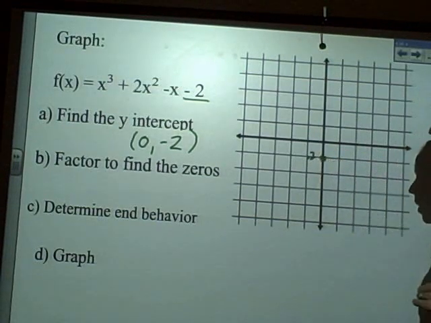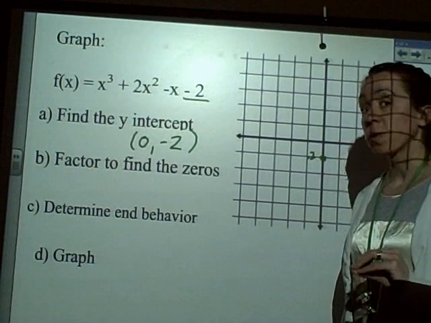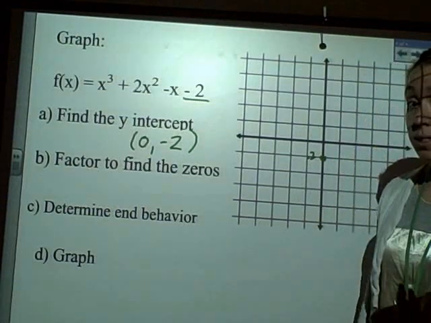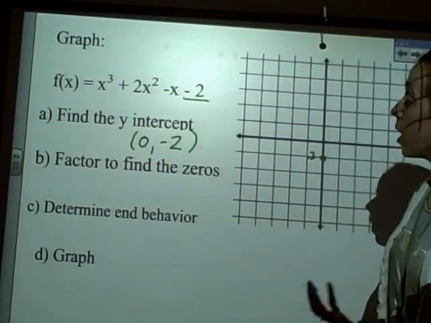Remember that I'm going by 2's on my y-axis, okay? I'll put a little note there. Next, what we want to do is we want to find the x-intercepts. The x-intercepts are what you get when y is 0.